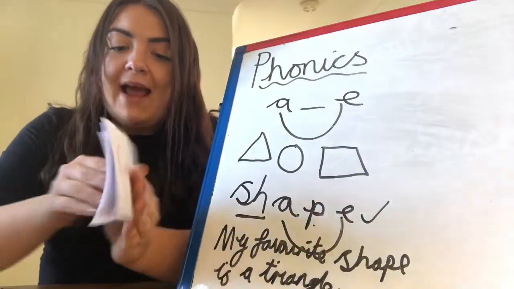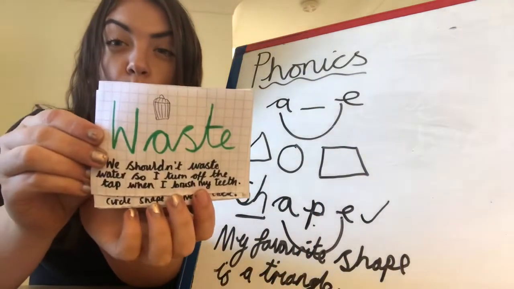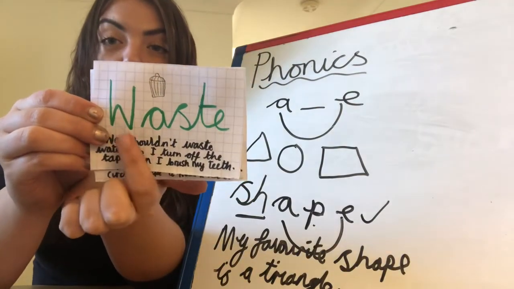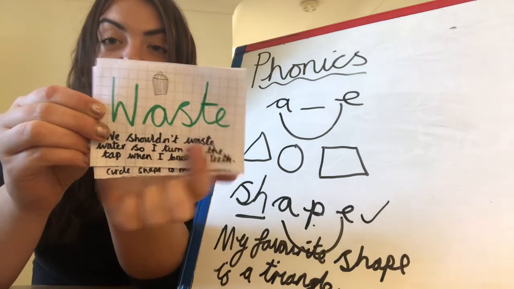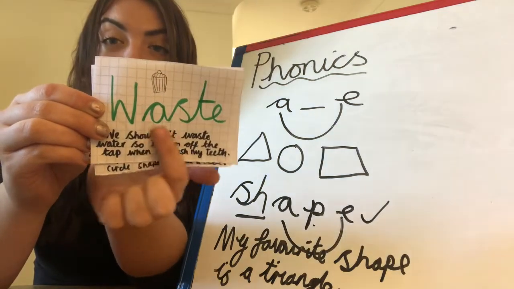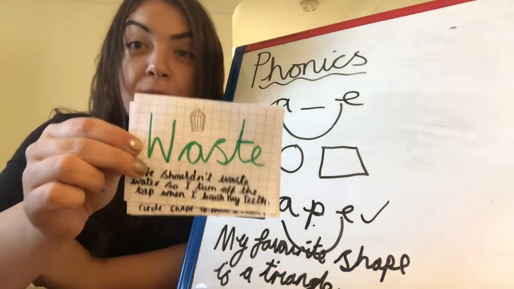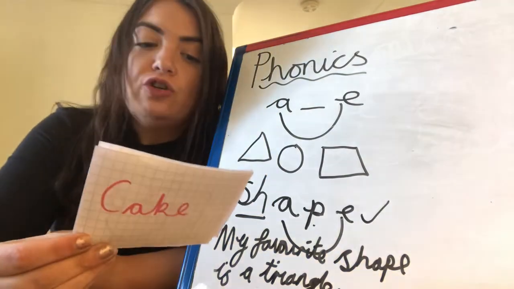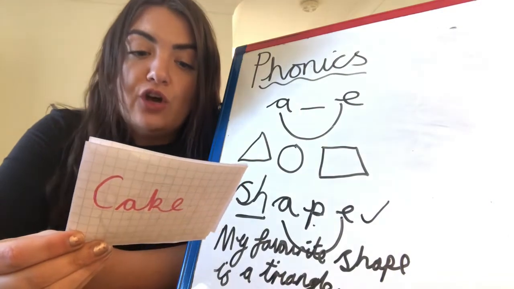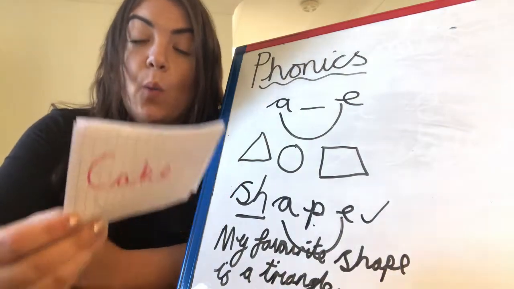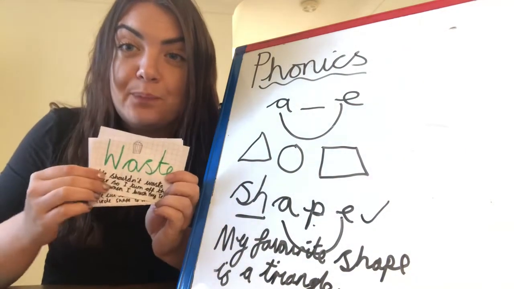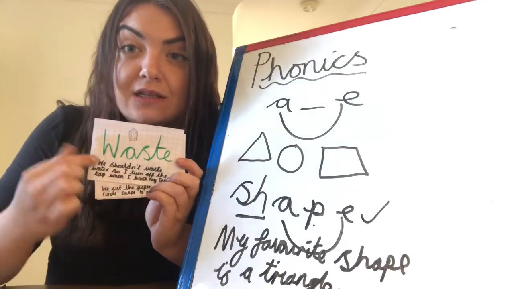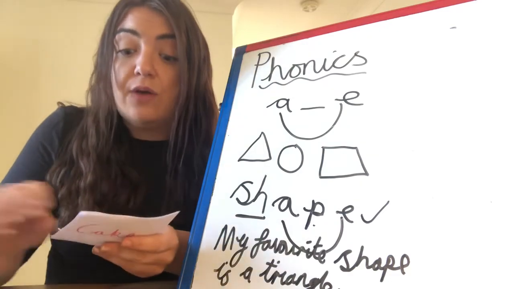Okay. My next one is this. Waste. What's my word? Waste. Fantastic. And I used waste in a sentence. I said we shouldn't waste water, so I turn off the tap when I brush my teeth. Okay, so you can see how I've got the word, I've drawn a little picture, and then I've used it in a sentence so that I can show that I understand what that means.